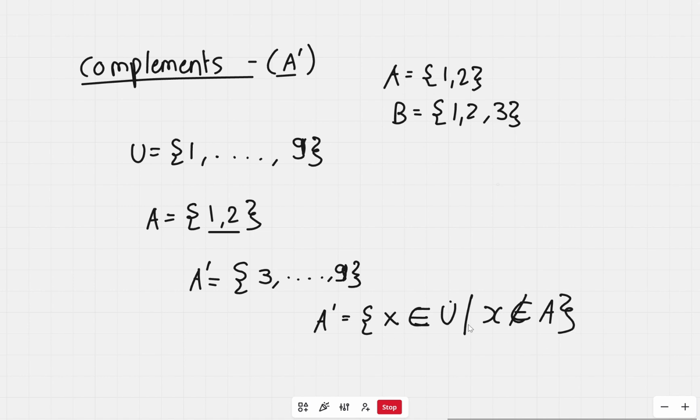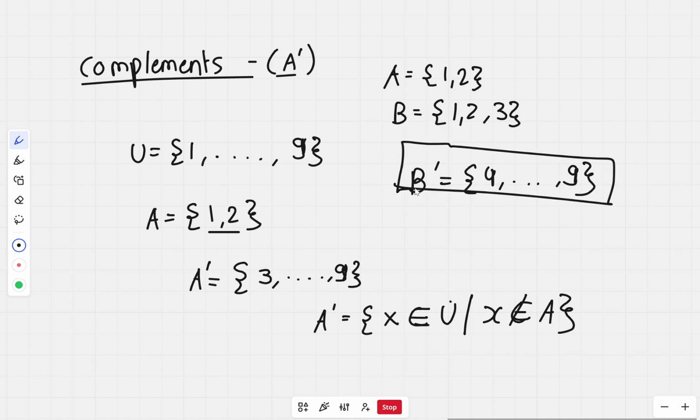So by using this formula we can calculate the number of elements present in A complement and which are the elements. If we take the example B, then what would be B complement? It would be from 4 to 9. So this is B complement, and this is the formula to calculate the complement of a set.